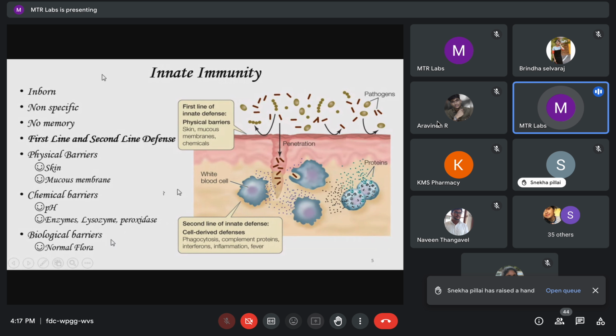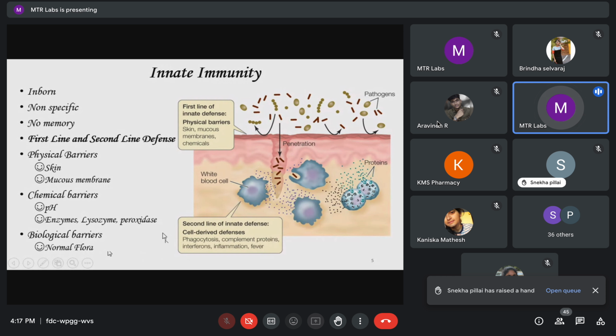And next comes the biological barrier. The biological barrier is where the host is developed with a few microorganisms inborn, which is called the normal flora. The normal flora, which is now said to be the microbiome, is one of the largest immune providers, wherein they are all beneficial bacteria which secrete antimicrobial compounds, and also compete with the pathogen and prevent the pathogen from colonizing our body.